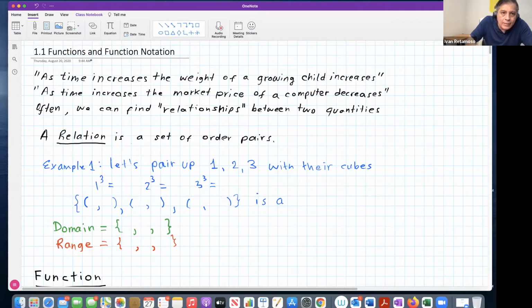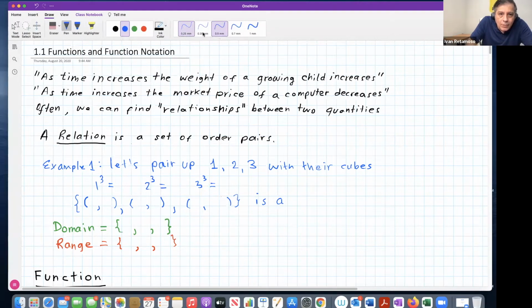I cube it. If I cube the number 1, what I'm going to get as a result is 1 times 1 times 1, which is 1. If I cube the number 2, 2 times 2, 4, times 2, 8. If I cube the number 3, 3 times 3 times 3, 3 times 3, 9, 9 times 3, 27. So I get these three numbers.